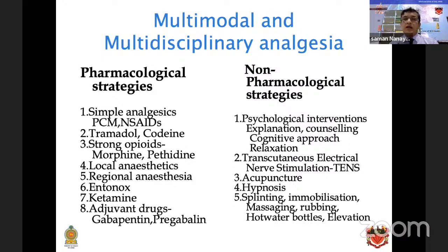Then for acute pain, another thing that you can do is maybe splinting, immobilization, or mobilization, physiotherapy, massaging, rubbing, elevation. Let's say your patient has undergone a surgery in the leg, so you keep the patient's leg elevated on 2 pillows. Or if he has undergone a surgery in the forearm, keep the patient on a collar and cuff. So some kind of elevation.